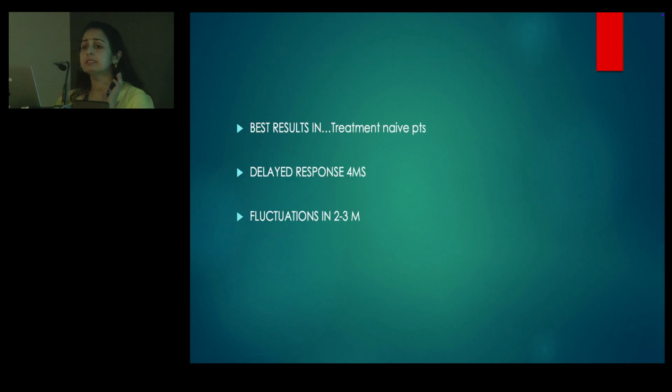Then best results are in treatment-naive patients. Delayed response is very common in SLT. So many patients who had a hike in IOP, after 6 months or so, when we check it again, the IOP has drastically come down. So be patient, it will come down.